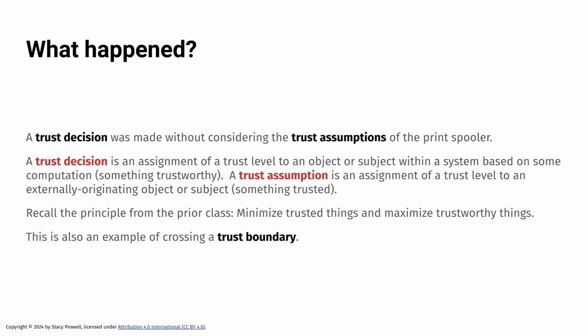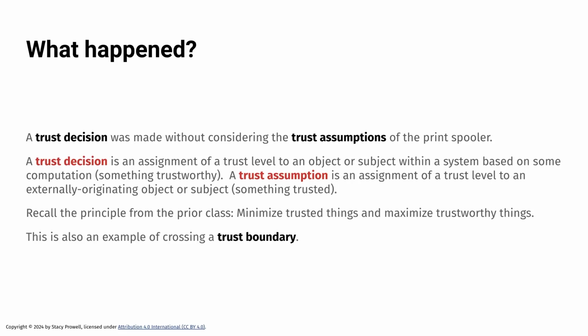A trust decision is an assignment of a trust level to an object or subject within a system based on something, some computation, some analysis. Maybe we check a hash, maybe we check a certificate, but we come to a conclusion about how much we want to trust something. And ideally, we base that on some good evidence. In this case, we based it on the evidence that someone said install it. It's not great evidence because really what we're doing then is trusting the person who's installing it and not trusting some system to validate our trust.